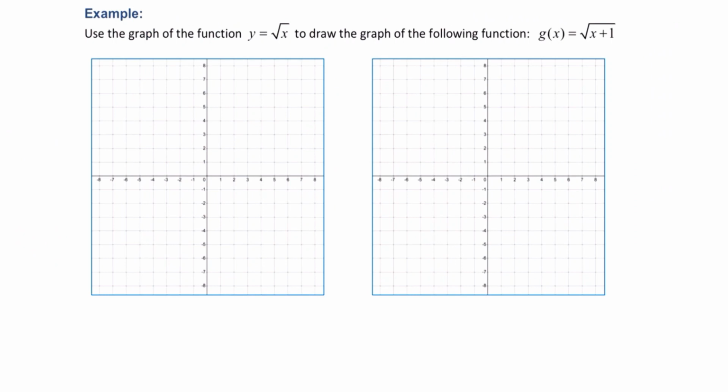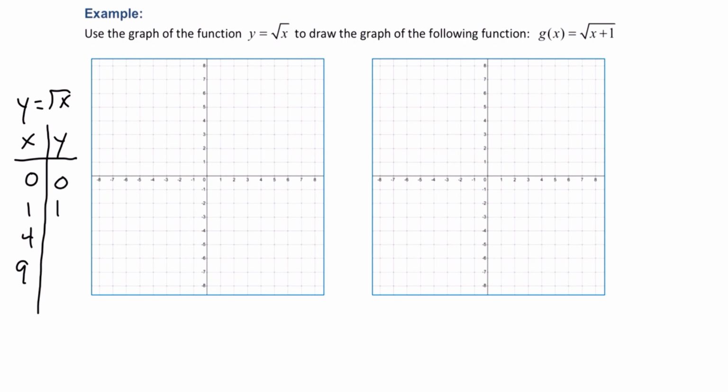Up next, we'll look at y equals the square root of x. And for our table of values, we can use 0, 1, 4, 9. Square root of 0 is 0, square root of 1 is 1, square root of 4 is 2, and square root of 9 is 3. So we have 0, 0, 1, 1, 4, 2, and then we're going off the grid a little bit to get the 9, 3.